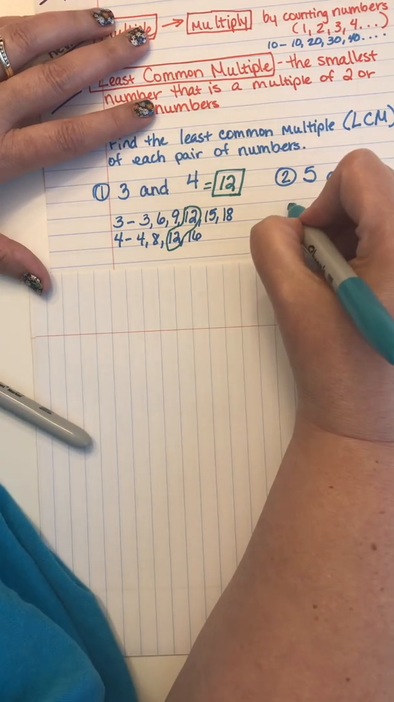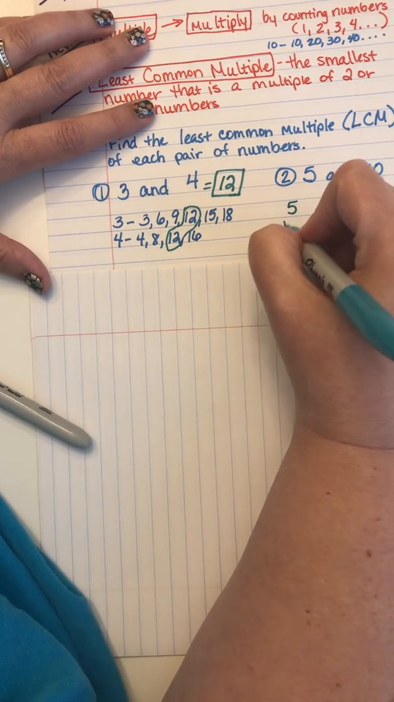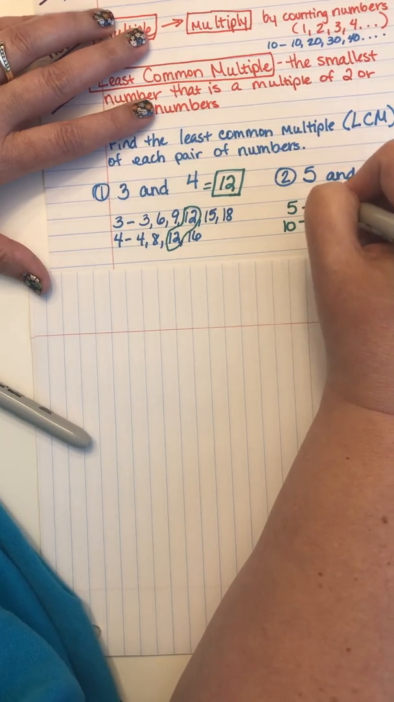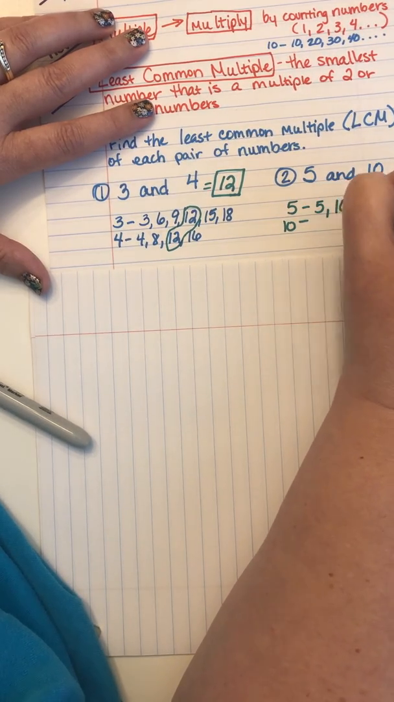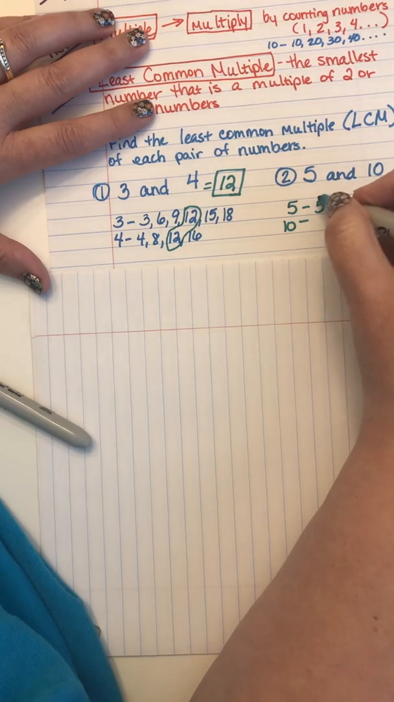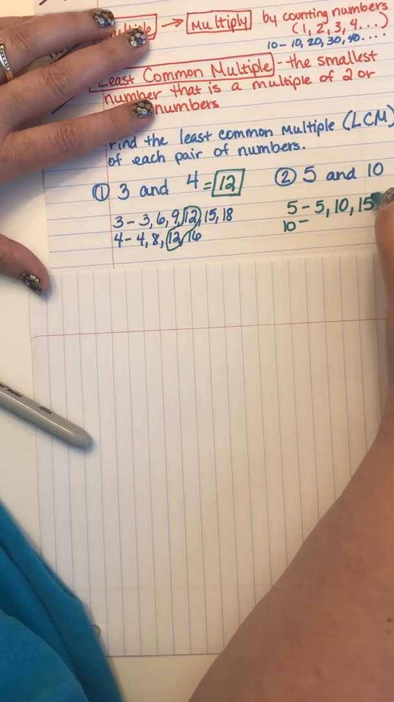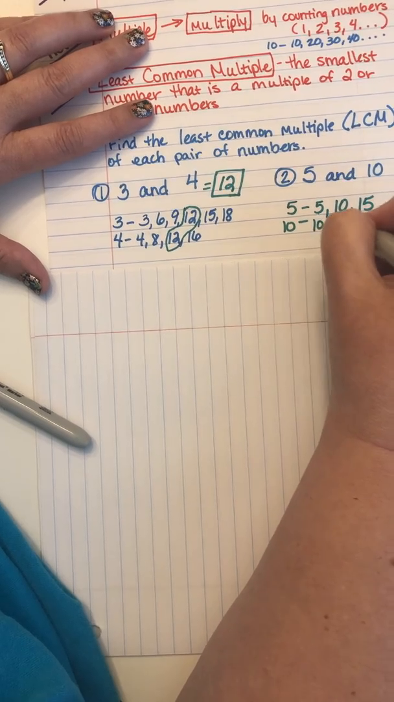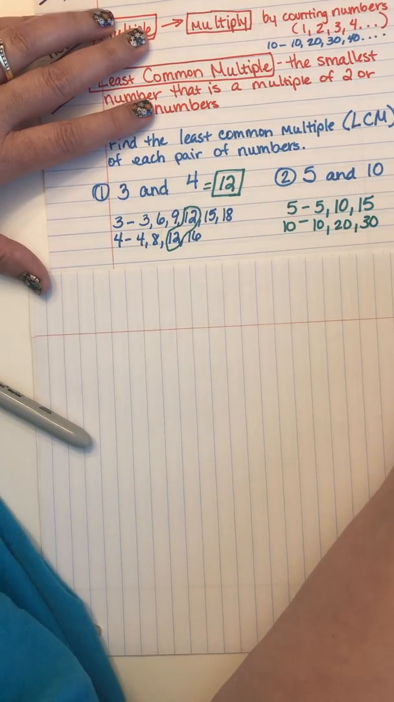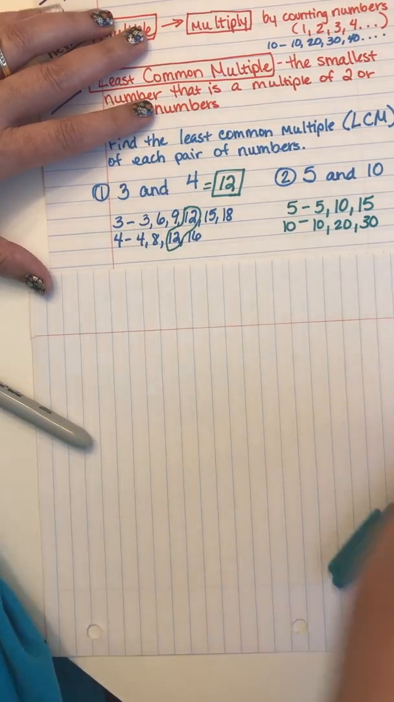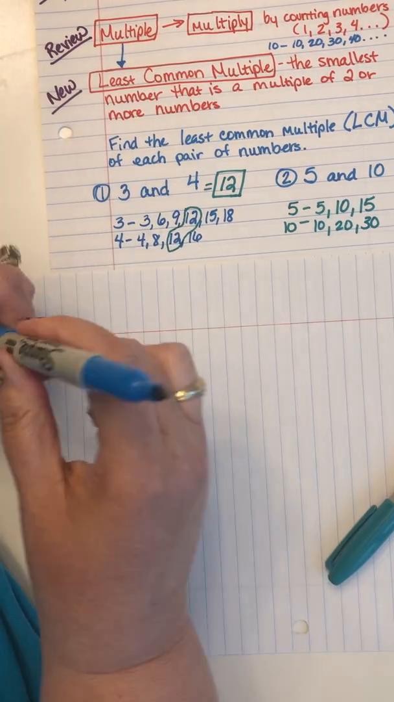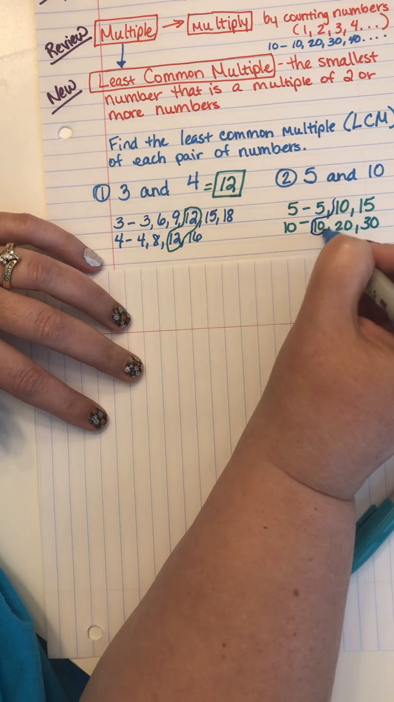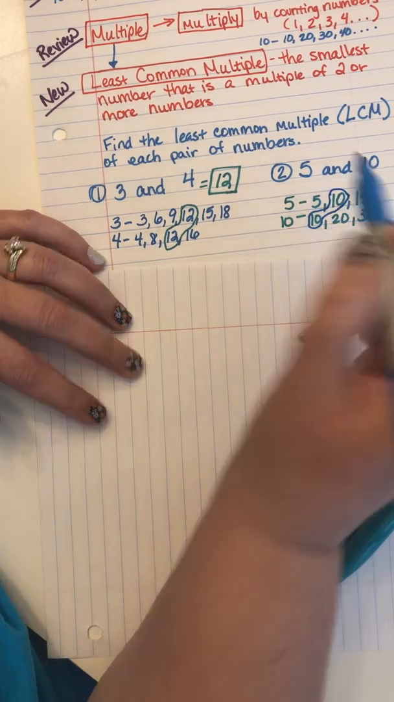Okay, let's look at 5 and 10. So the multiples of 5 are 5, 10, and 15. I'll throw that one in there too. Say 5 times 1, 5 times 2, 5 times 3. 10 times 1, 10 times 2, 10 times 3. And I'm not going to go any further because I already see I have a common number. The lowest common multiple of these two numbers is 10.